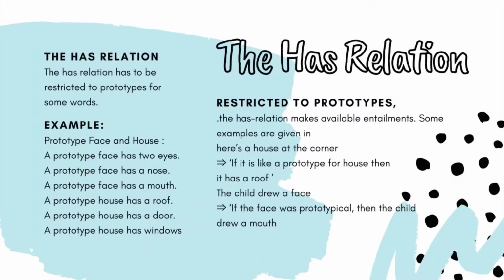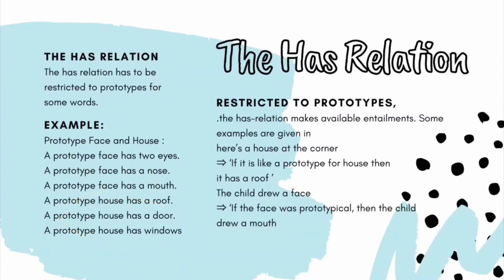The information that needs to be built into meaning postulates in chapter 2 to reflect this semantic fact is listed in the example. Prototype face and house. A prototype face has 2 eyes. A prototype face has a nose. A prototype face has a mouth. A prototype house has a roof. A prototype house has a door. A prototype house has a window.